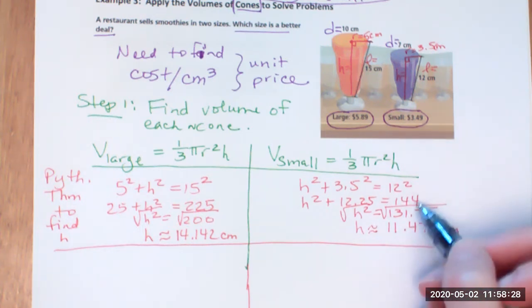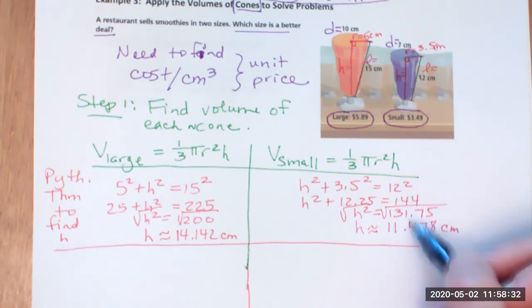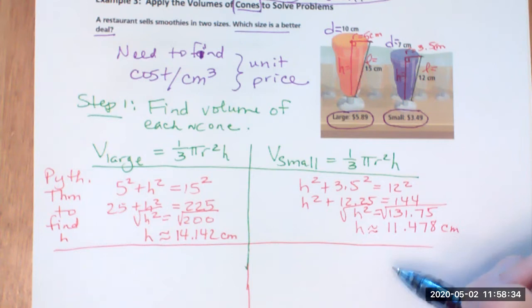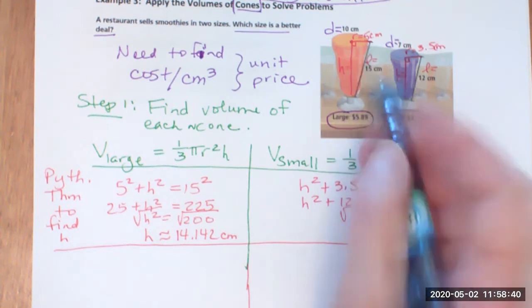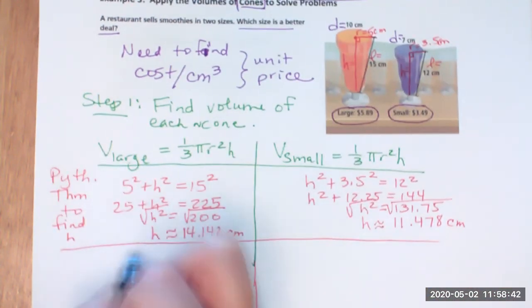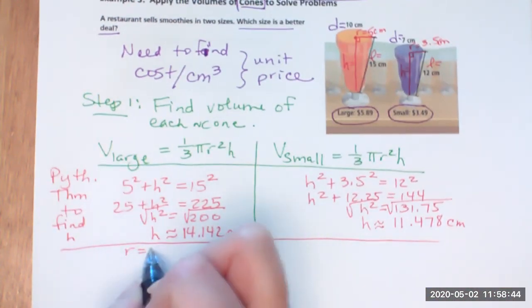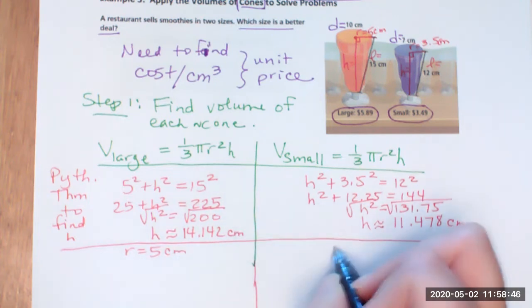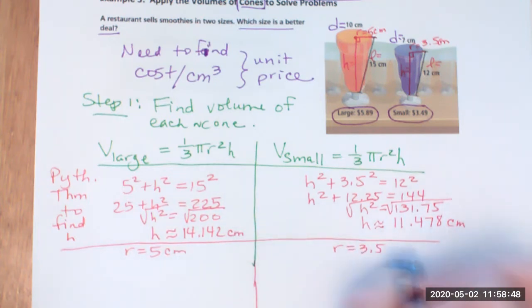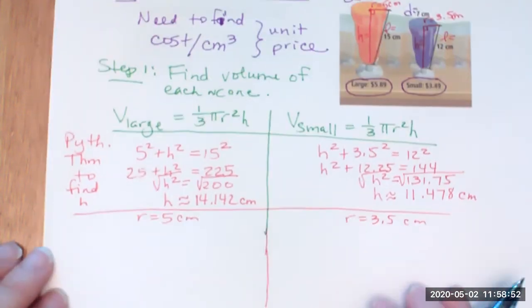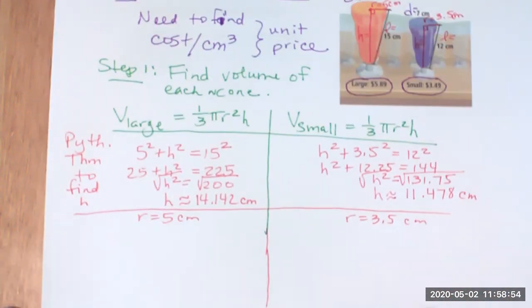Again, check yourself: does that make sense? The square root of 144 is 12, so if we have a little less than 144, we're going to have a little less than 12 for the square root. Now that we have the radius and the height, we know the radius here was 5 centimeters and the radius here was 3.5 centimeters. With the radius and the height, now we can find the volume.